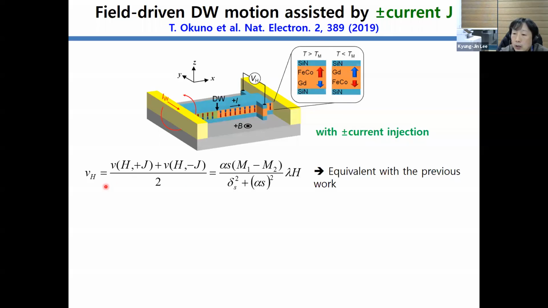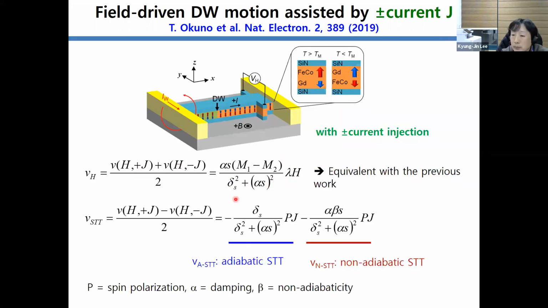So when we add up these two velocities obtained from the positive current and negative current, but at the same magnetic field, it should be identical to that of the field-driven dynamics. But when we subtract these two velocities, then we have two spin torque contributions. One is the adiabatic torque, the other one is the non-adiabatic torque contribution. Here, beta is the so-called non-adiabaticity, alpha is damping, and P is the spin polarization.